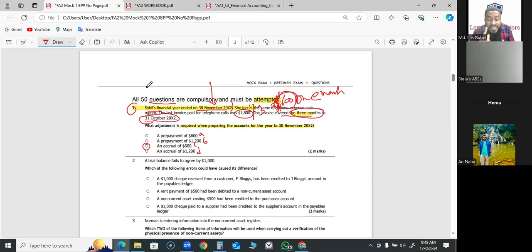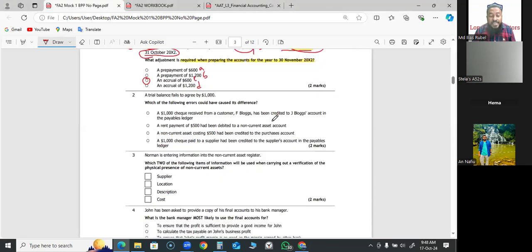So 600 is due. Why? It is not prepayment. We paid until October. November is due. Makes sense, yeah? More students are joining in. Lazy students joining later. Second question. It is always good to read the requirements. Makes sense? Reading the requirement: which of the following errors could have caused these? So there is an error.